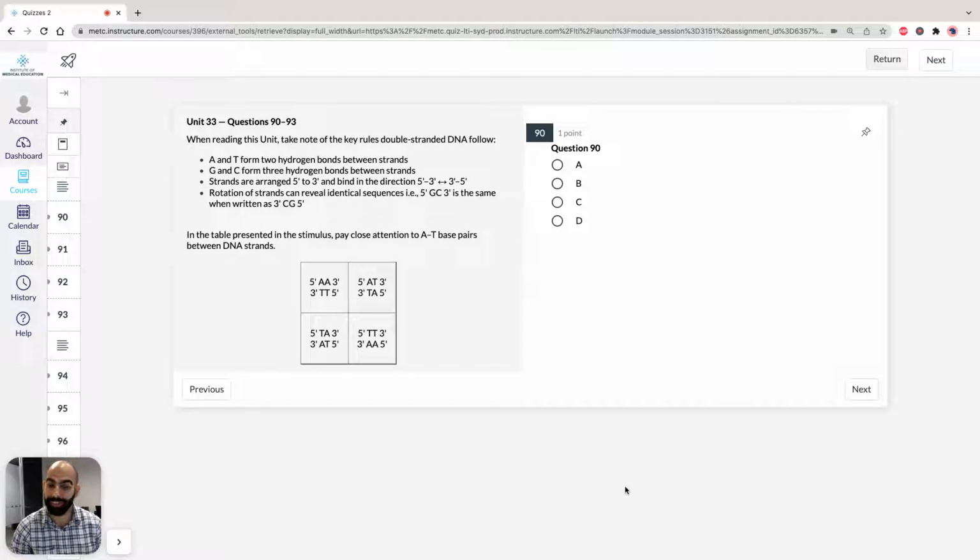Hi, I'm Assam, the lecturer here at the Institute of Medical Education, and today we're going to take a look at solutions to Section 3 of ACER's GAMSAT Pink Booklet, Practice Test 3, specifically Unit 33, questions 90 to 93.